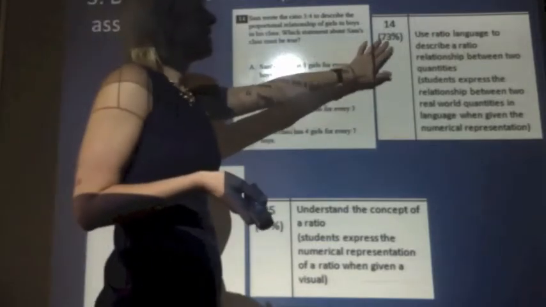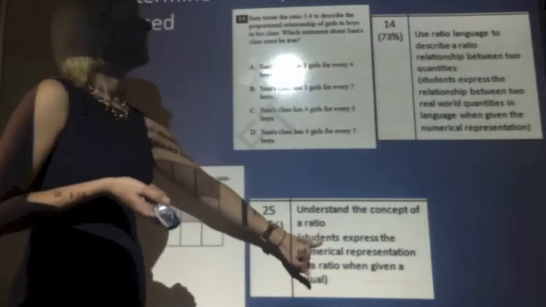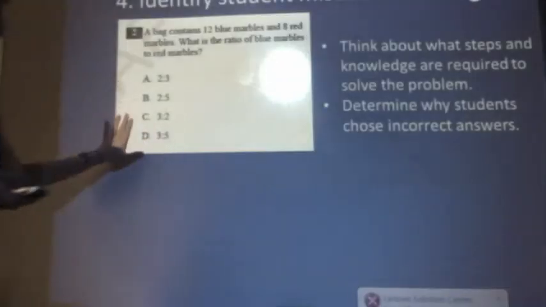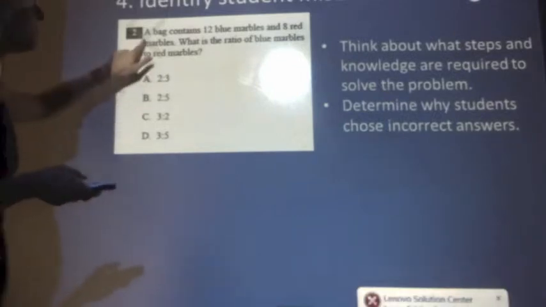We did the same thing for item number 14 and item number 25. Again, how many students got these questions correct were different, which is why we really want to be looking at what part of the standard, because the students didn't miss the entire standard. From there, we identify the student misunderstanding. We chose to look at number 2.